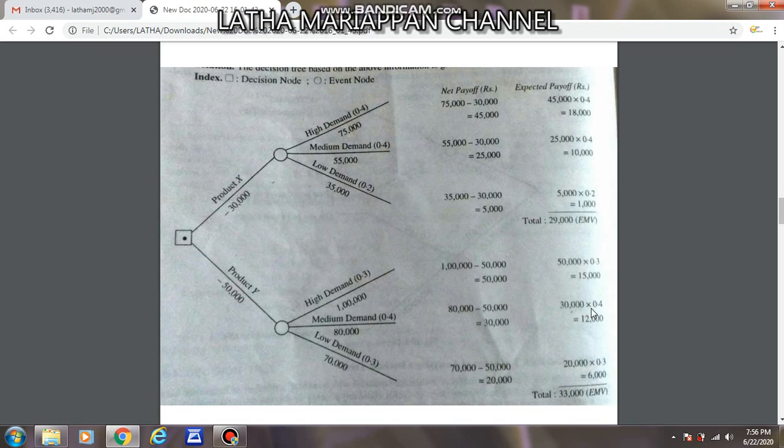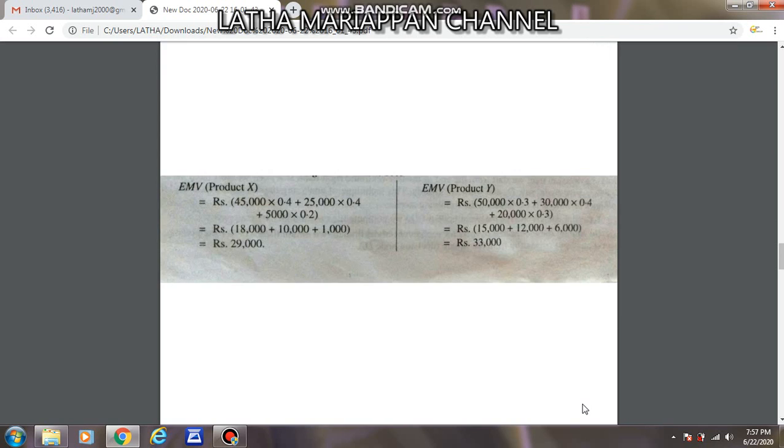If you add these values 15,000, 12,000 and 6,000 you will get 33,000. This is expected money value. Okay. So for product X if you select you will get expected money value is 29,000. If you select product Y you will get 33,000. So whichever is more, that you have to take. Okay. So you have to consider product Y.